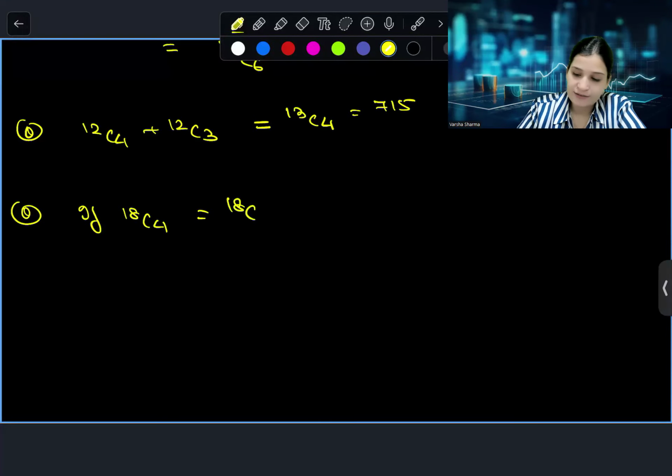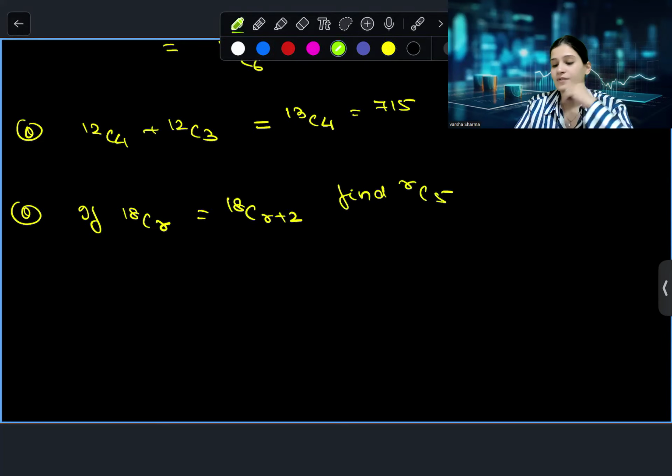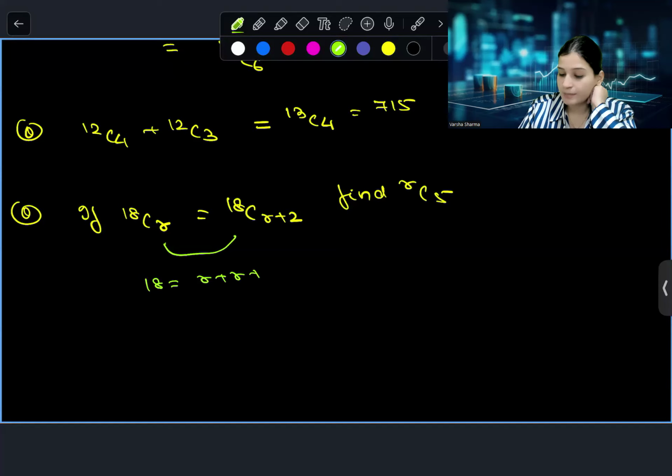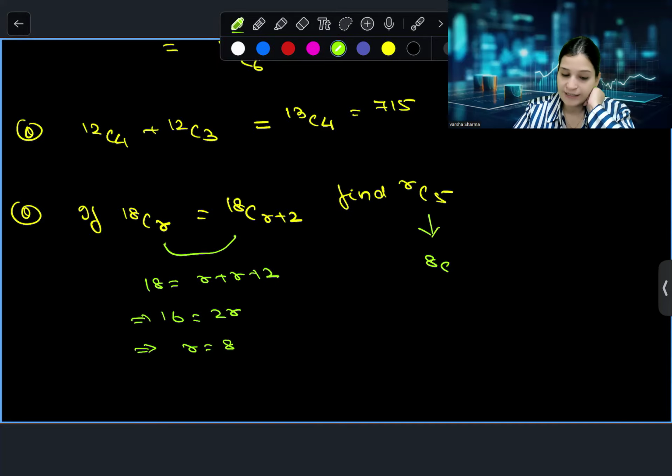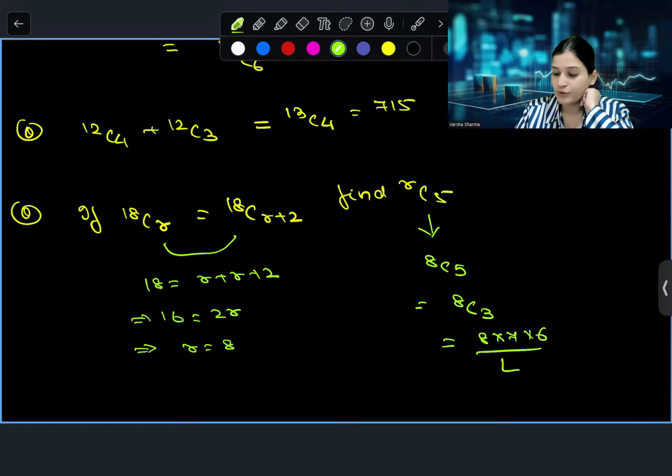If 18Cr is same as 18C(r plus 2), find rC5. First here calculate: 18 will be equal to r plus 2, so 16 equals r. So r will be 8. Now from here calculate 8C5. 8C5 is same as 8C3. So 8 into 7 into 6 by factorial 3, which is 56. Clear?